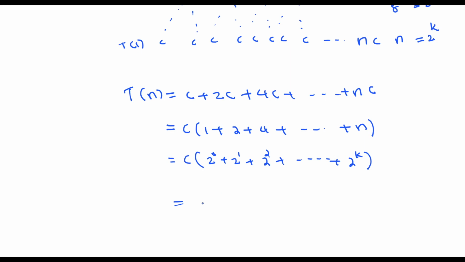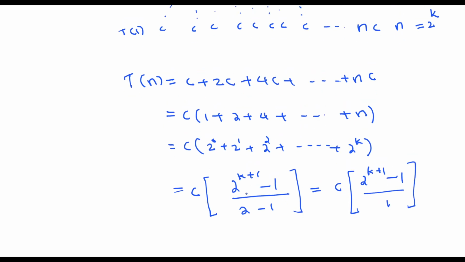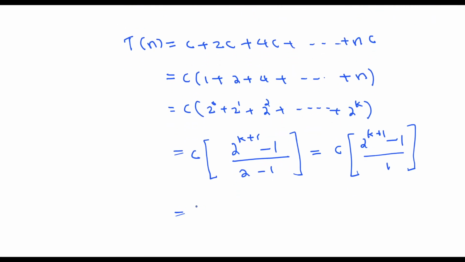Okay, so the sum can be written as c into, we have k plus 1 terms, so we will be writing 2 raised to k plus 1 minus 1 divided by 2 minus 1, because the common ratio in this GP is 2, and this is c into 2 raised to k plus 1 minus 1 divided by 1. Okay, now this can be written as c into, what is 2 raised to k plus 1? 2 raised to k plus 1 is 2 raised to k into 2 minus 1 divided by 1.